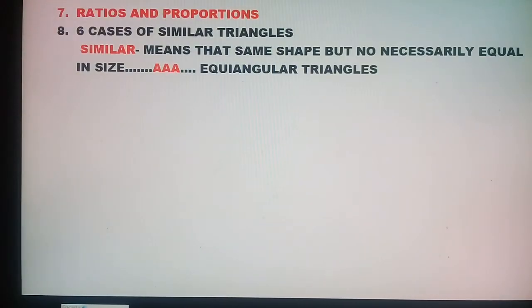Let us move on. Now, in grade 12, we have what we call ratios and proportion. You have to know ratios and proportion. And we have 6 cases on similar triangles. You have to know similar triangles. What is the meaning of similar? It means the same shape, but not necessarily equal in size.